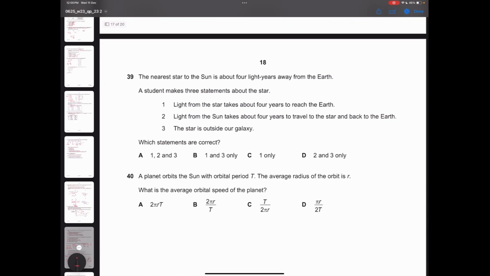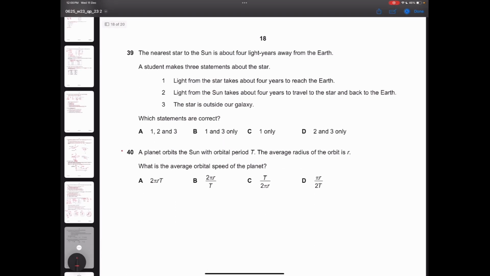Now, question number 39. The nearest star to the Earth is about 4 light years away. We know that 4 light years away means the light from that particular star will take 4 years. All right. A student makes 3 statements. You have to figure out which one is correct. Light from the star takes about 4 years. This is correct. Light from the sun takes about 4 years to travel to the star and back to the Earth. Do we know the distance between them? I don't think so. Answer is wrong.